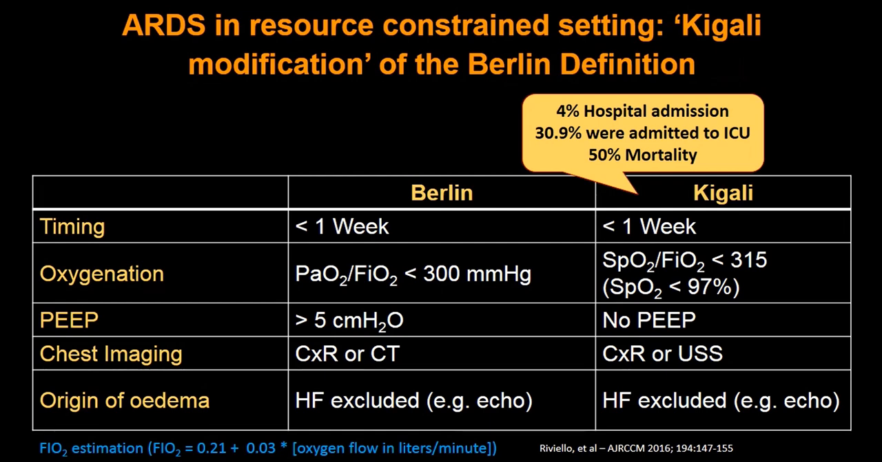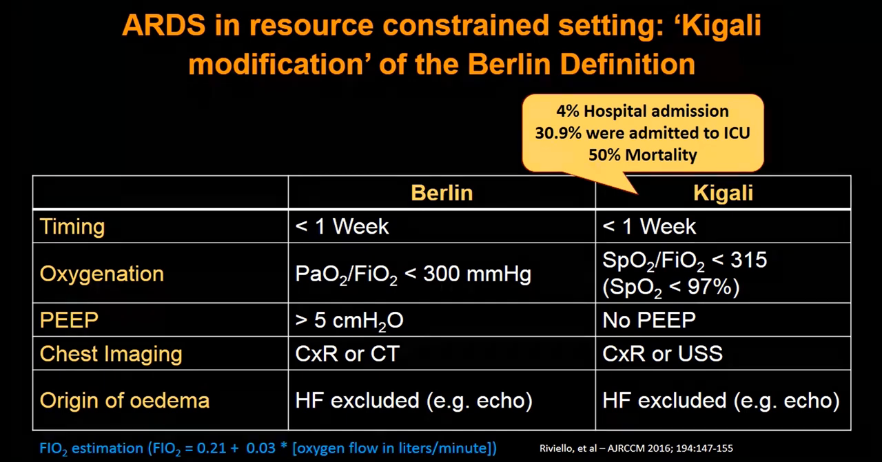And that's been really helpful because with this definition, they could identify that 4% of patients admitted to the hospital satisfy this criteria. And only 1 in 3 were admitted to the ICU, but these patients had 50% mortality. So very much what we would understand as patients with ARDS.